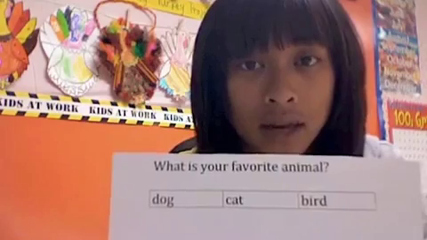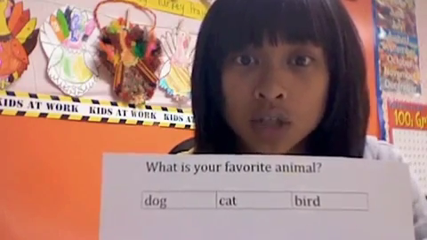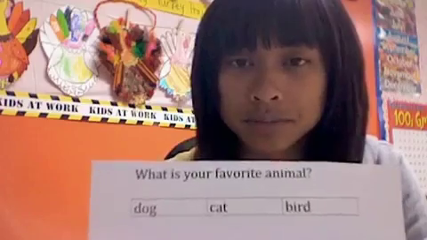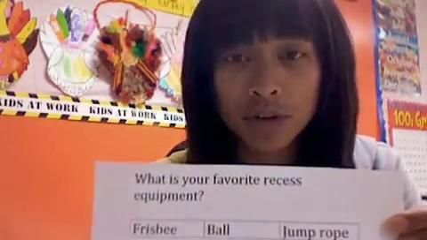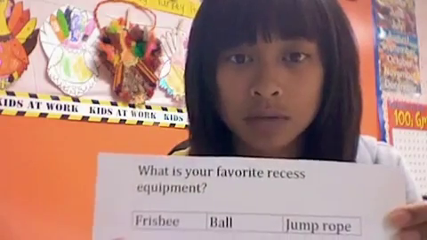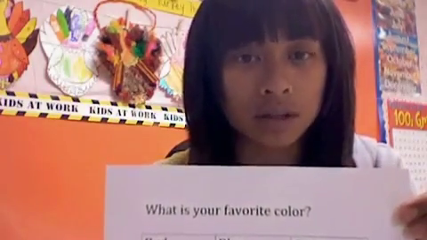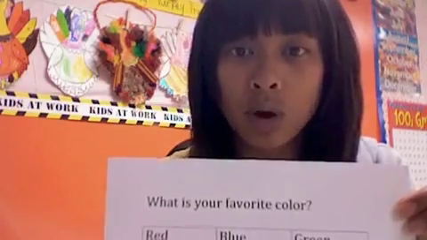What is your favorite animal? And your choices would be dog, cat, or bird. Another example of a question you can ask for your survey is, what is your favorite recess equipment? A frisbee, a ball, or a jump rope? Another question could be, what is your favorite color? Red, blue, or green?